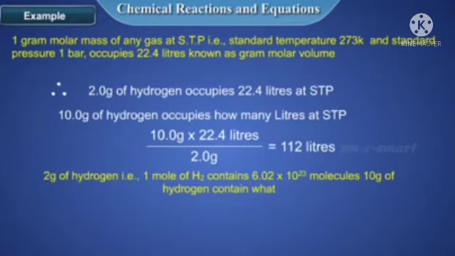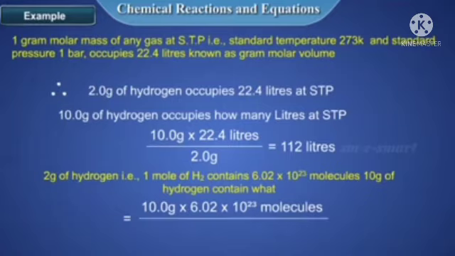2 grams of hydrogen, that is 1 mole of H2, contains 6.02 × 10^23 molecules. This is Avogadro's number. How many molecules are there in any atom or substance? That is the Avogadro's number, 6.02 × 10^23 molecules.